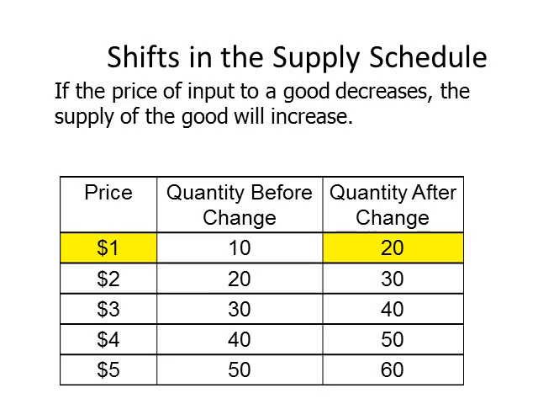We could move down to the next price and observe that before the price of the input decreased, firms were willing and able to offer 20 units at $2, and after the price decrease, they were willing to offer 30 units of the good.